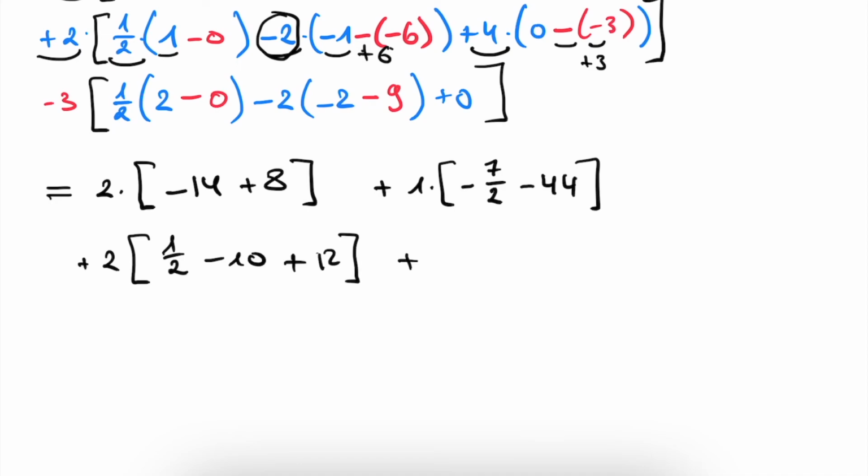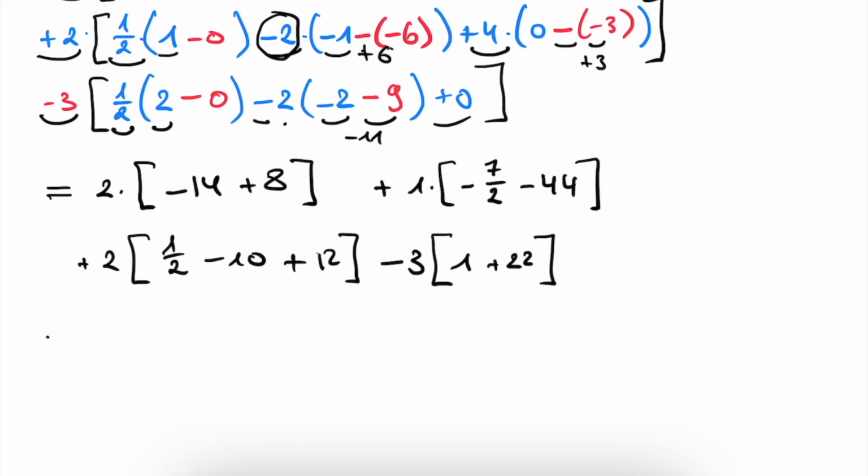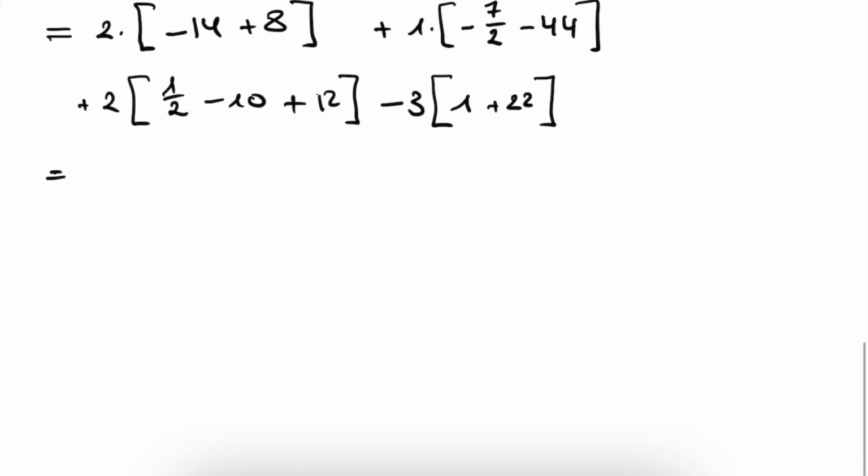And then the last term, we have minus 3. So this becomes minus. I was too fast here. So minus 3 times 1/2 times 2 is simply 1. Minus 2 times minus 2 minus 9 is minus 11. And minus 2 times minus 11 is plus 22. And this term just, well, we add 0 and it remains 0. Now we're almost there. We just have to calculate these few brackets here.